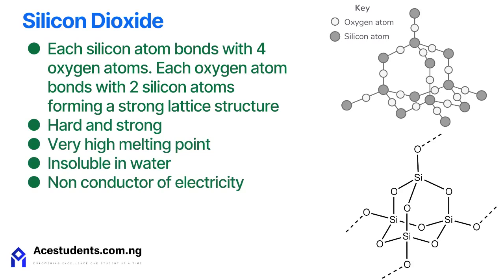Silicon dioxide is hard and strong. It has a very high melting point because of the many strong covalent bonds. It is insoluble in water. Just like diamond, silicon dioxide is a non-conductor of electricity.